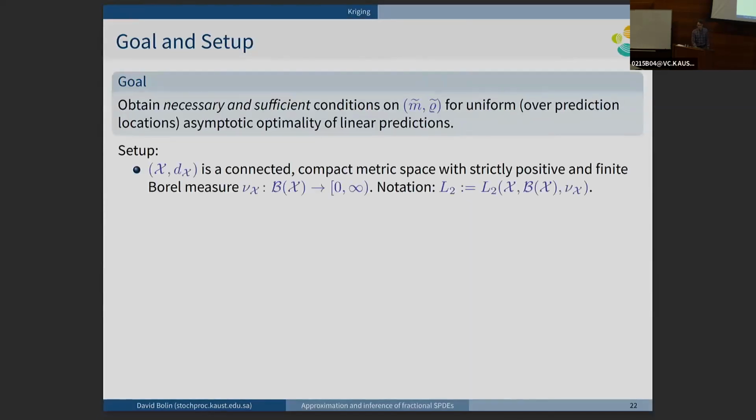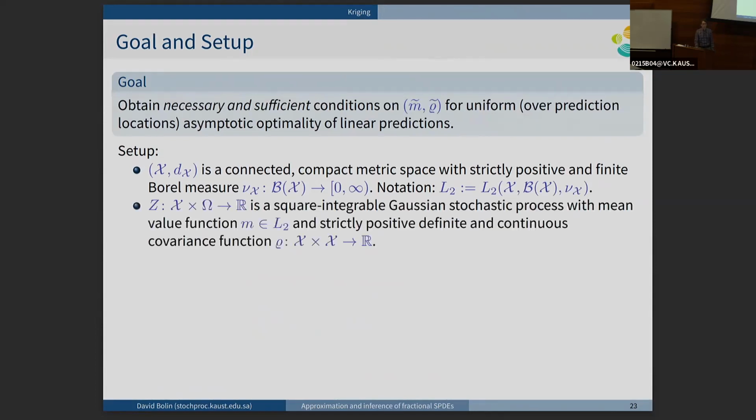So the setup then is the following. As I said, we assume that we have a Gaussian process on some compact metric space, curly X. We call the Gaussian random field Z. We assume that this is square integrable. It has a mean value function in L2, and a strictly positive definite and continuous covariance function rho.